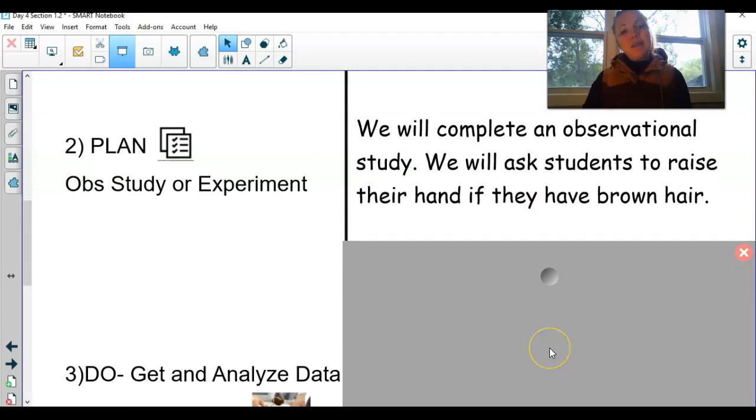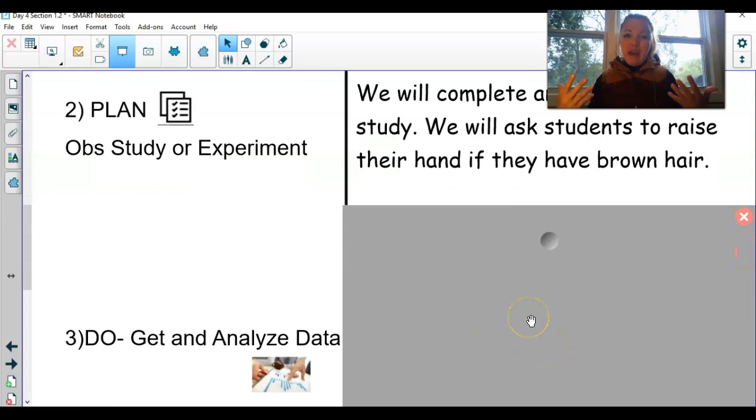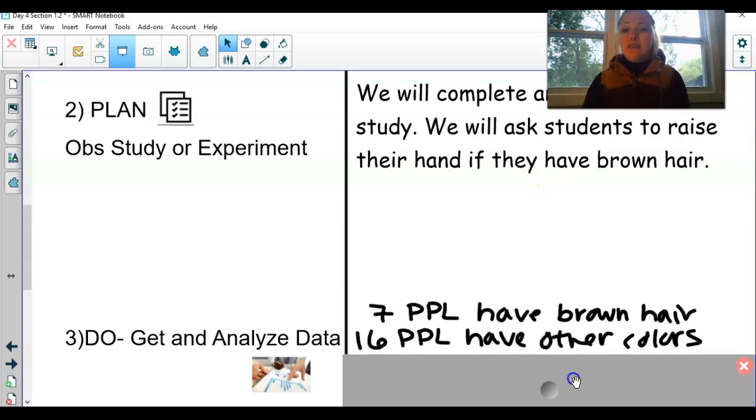The next part is the do, okay? This is where you get your data and you analyze your data. So I planned out how I was gonna do this. I'm gonna do an observational study. Now I'm gonna ask people to raise their hand. Yes, I have brown hair or I don't, okay? And so I do that. And so what happened in my class last year is I had 7 people who raised their hands saying they had brown hair and 16 people had other colors of hair, okay? And so I got my data right.